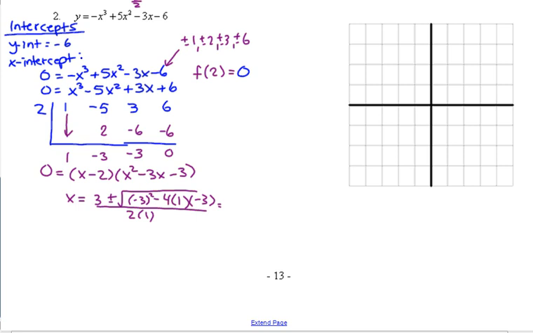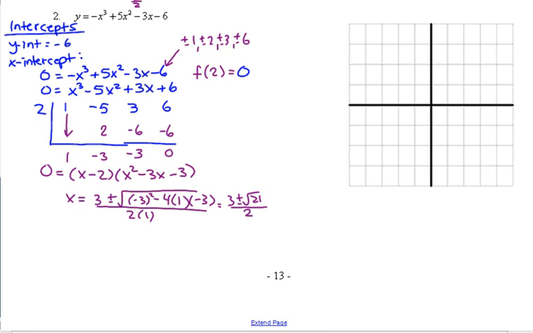Okay, this is good because negative 4 times the negative 3 would give you positive 12. 9 plus 12, 21. 3 plus or minus root 21. It's positive. Okay.